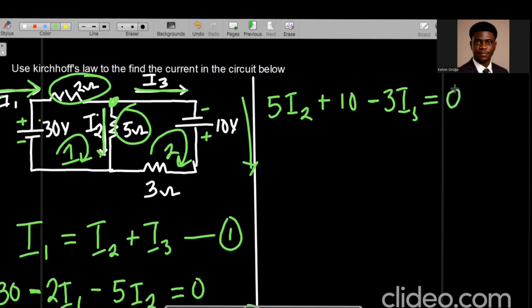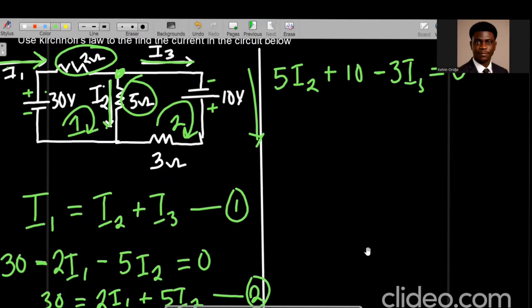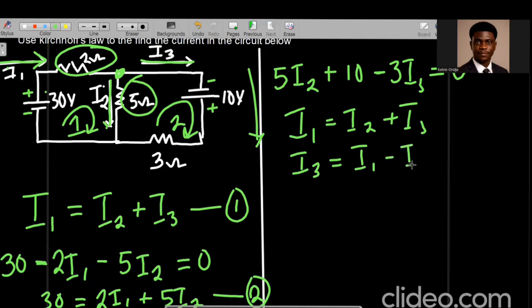So from this equation, we can make this easier because what we are trying to do is make this equation have both I1 and I2. Because if we have I2 and I3 in this equation, and I1 and I2 in equation 2, we won't be able to solve these two equations simultaneously. So let's make these equations have 2 unknowns instead of 3. Remember from equation 1, we said that I1 is equal to I2 plus I3. So we can make I3 the subject of the equation. I3 is equal to I1 minus I2.